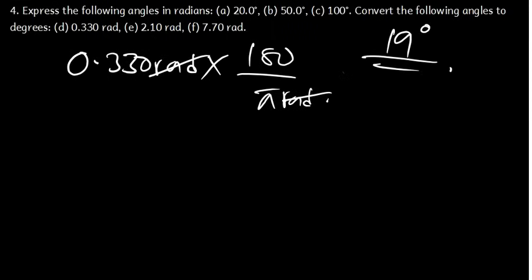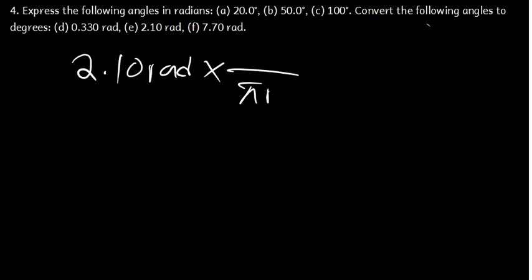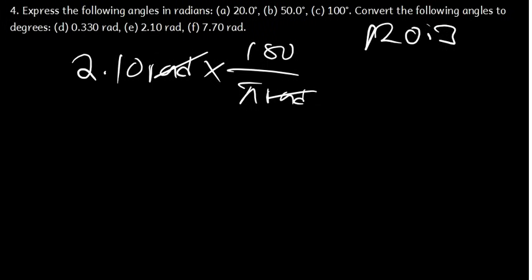Okay, now the next one is 2.10 rad. So we're going to say times, pi rad has to be equal to 180. Okay, so the rad and rad will cancel. We're going to have 2.10 times 180, divided by pi. So I'm getting 120.32. That is going to be our angle in degrees.